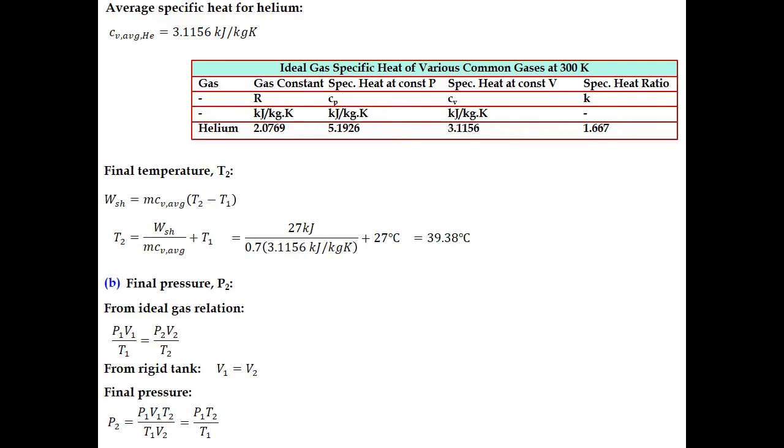Substituting all the values, we need to make sure that for the ideal gas relationship, when the equation involves temperature, the temperature must be in Kelvin. So we need to change from degrees Celsius to Kelvin. So we have 350 kilopascal multiplied by (39.38 plus 273) divided by (27 plus 273). So the final pressure P2 equals 364.44 kilopascal.